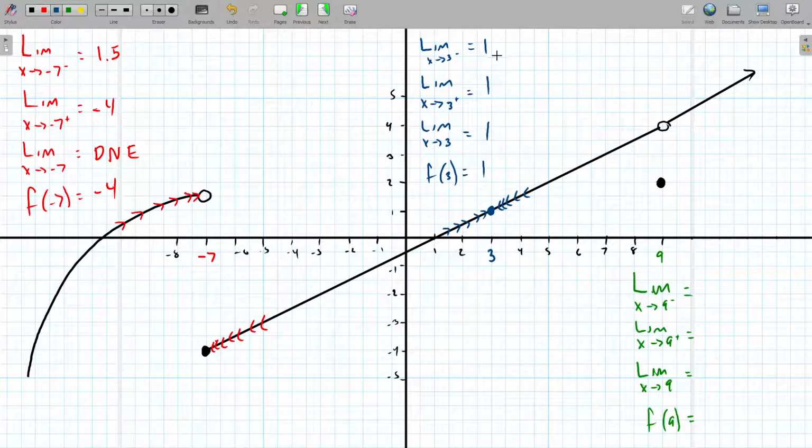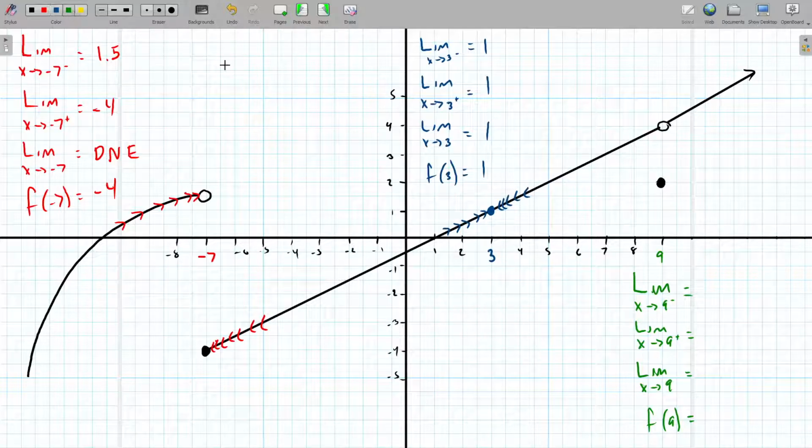Now when all of these are the same value, the left-sided limit, the right-sided limit, the actual limit from both sides, and the function at that point, when all 4 of these things are the same values, this is continuous. That tells us that the graph is continuous at that point.